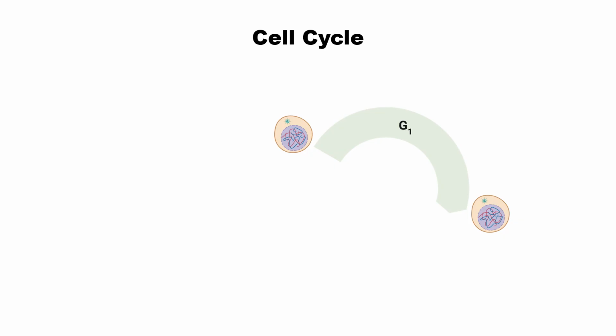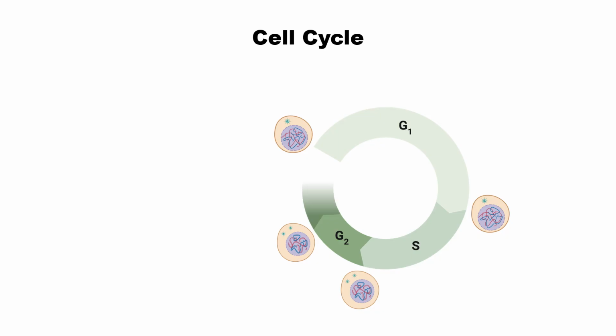When they accumulate enough material, they start to synthesize the DNA. This phase is called S. It's the synthesis of DNA. When the DNA is duplicated, the synthesis is completed. Then it goes into another gap step to check whether everything is okay to divide. This step is called G2, gap 2.